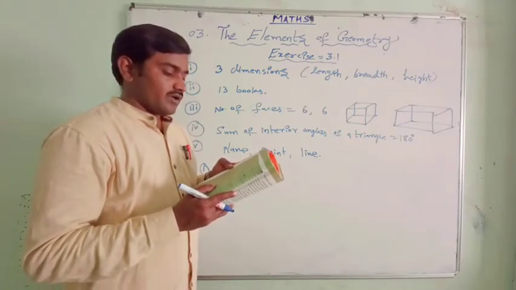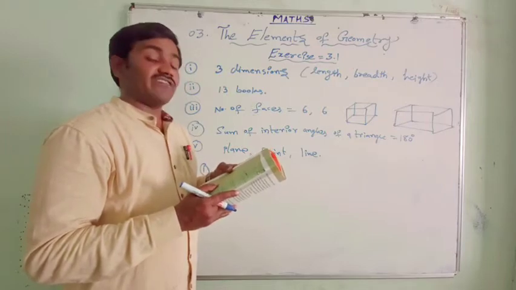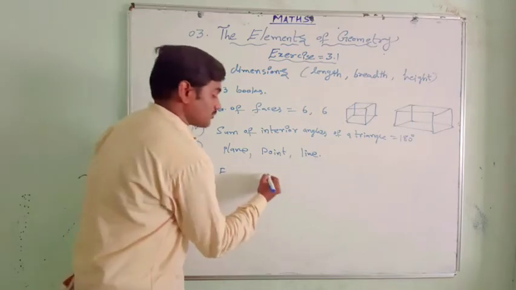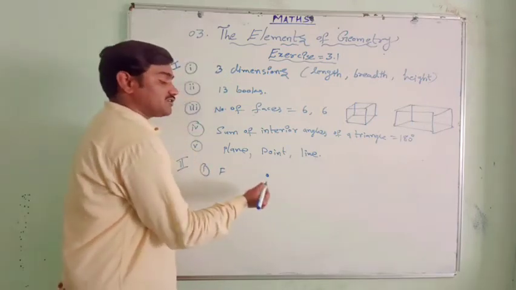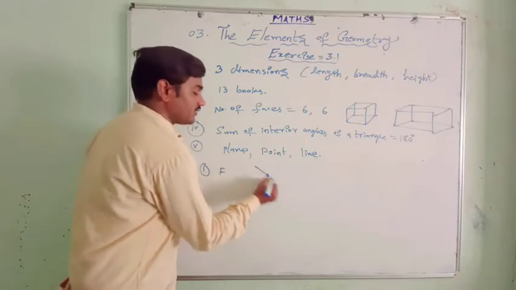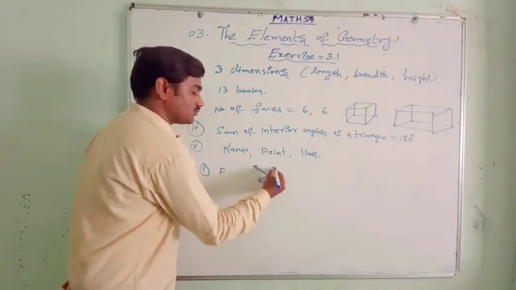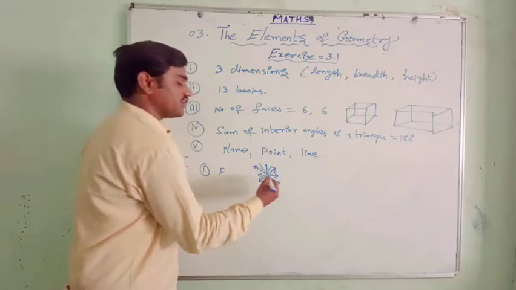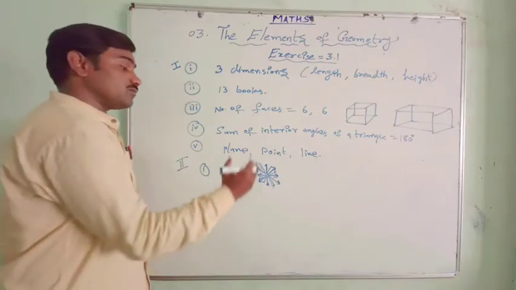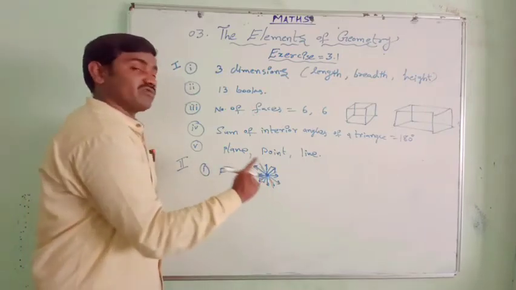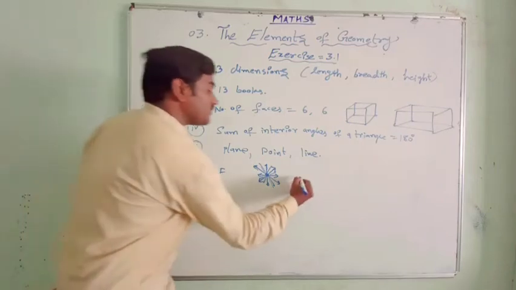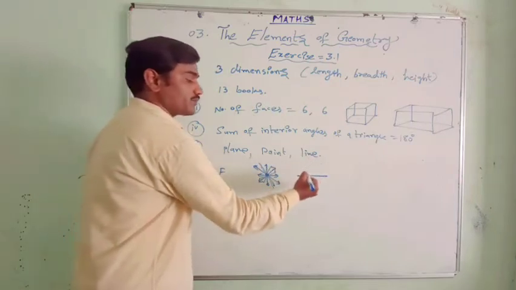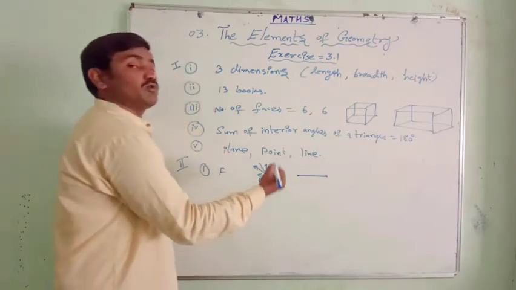Only one line can pass through a given point. It's a false statement. Suppose I have given one point. How many lines will pass through this given point? We can draw 1, 2, 3, 4, 5, 6, 7, 8, infinite. An infinite number of lines will pass through the one given point. Suppose they have given 2 points. Only one straight line will pass through these 2 distinct points. This is called Euclid's postulate.